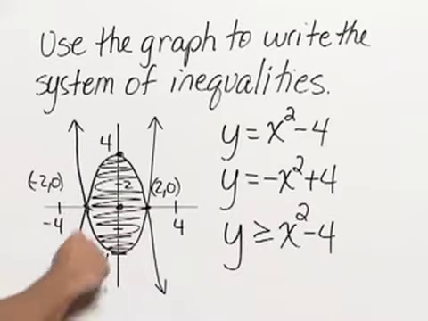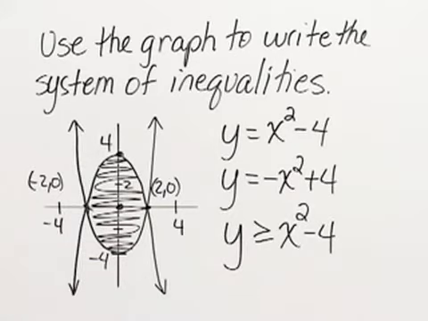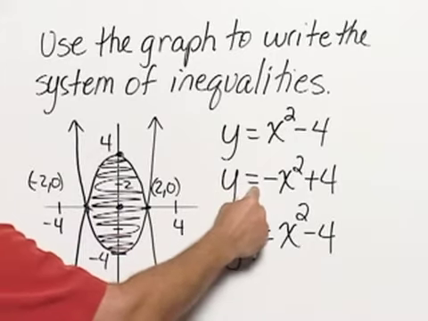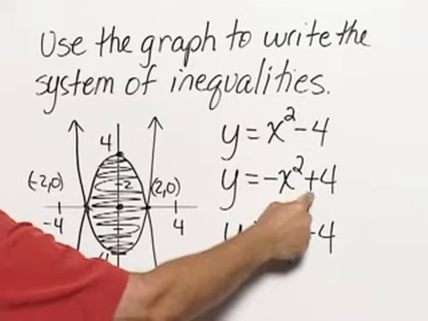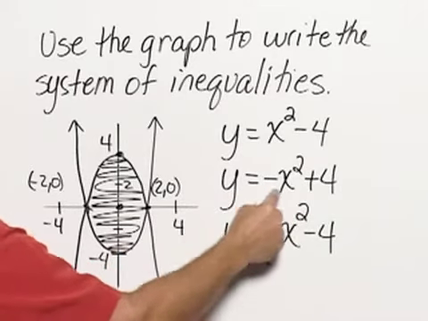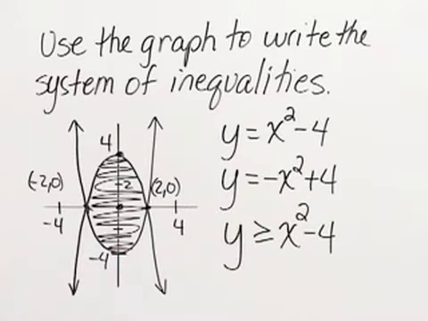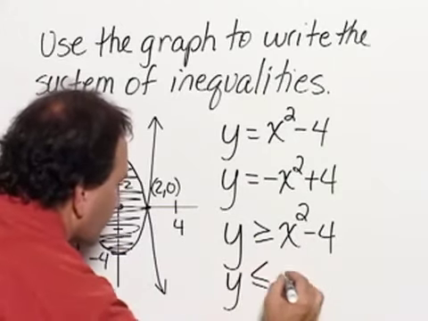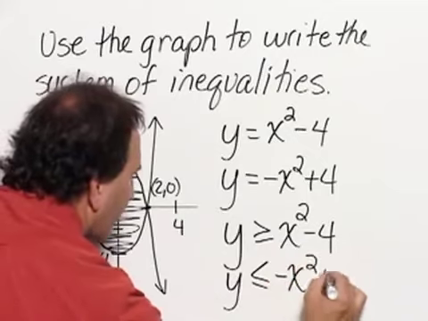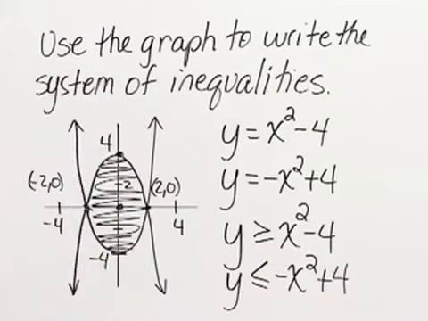What about the parabola opening down? Again, (0, 0) is a solution. So we would have 0 compared to 0, which is not going to change the +4, so 0 compared to 4. 0, of course, is less than 4, so this one would be y is less than or equal to -x squared plus 4, and that is our system of inequalities.